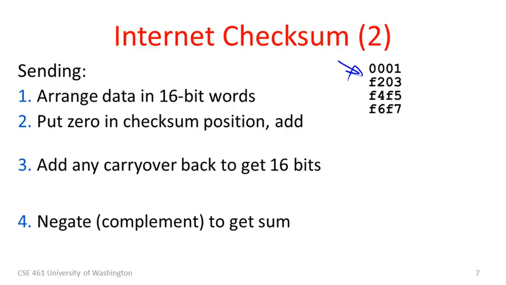Now we're going to add these together. We'll actually put a 0 in the checksum position here, just so we can have the same algorithm on the receive side. And we're going to add all of these things together. What do we get? Okay, let's see, when we add up these numbers, we get 10, we get 16. Okay, so 16 is, we get a 0 here, and we carry the 1.